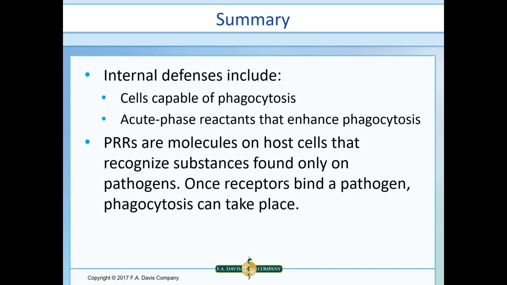So that completes our section on the natural immune system, or the innate immune system. The next chapter is going to be on the adaptive part. So after we've been exposed to these pathogens, what happens next?